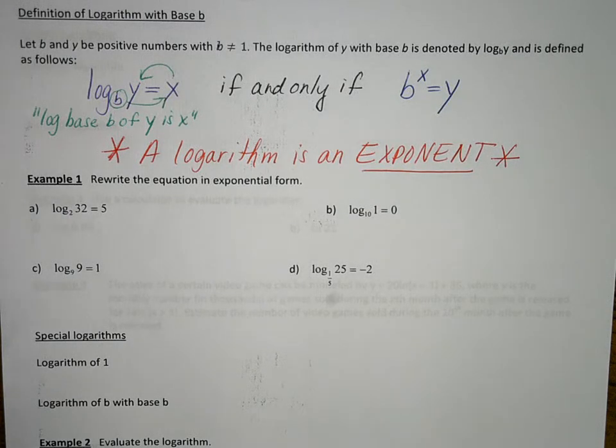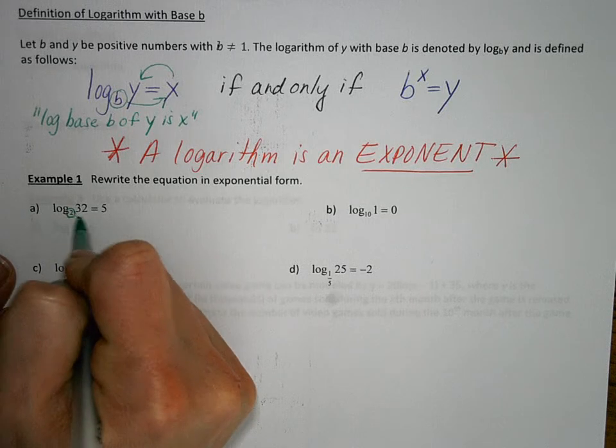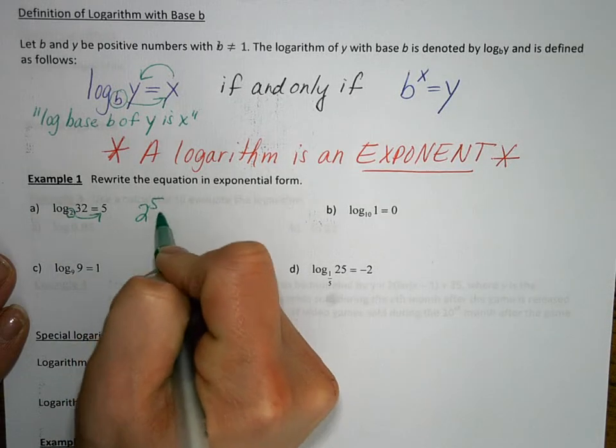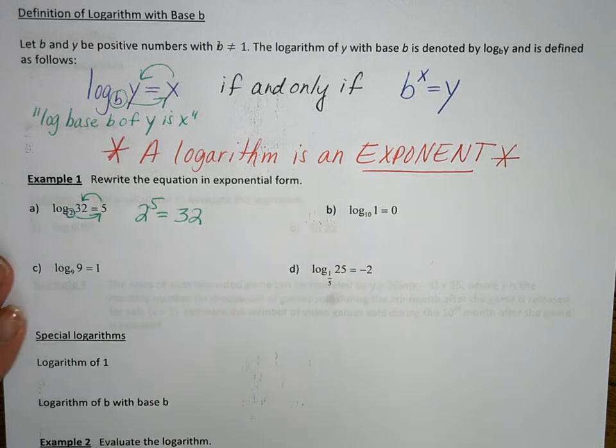So if I take a look here, I have log base 2 of 32 equal to 5. If I want to write that in exponential form, if I want to write that with an exponent, my little base of 2 is going to scoop up that exponent of 5, and it's equal to what's inside, which is 32. And that should be exciting, because 2 to the 5th is 32. Should make sense.